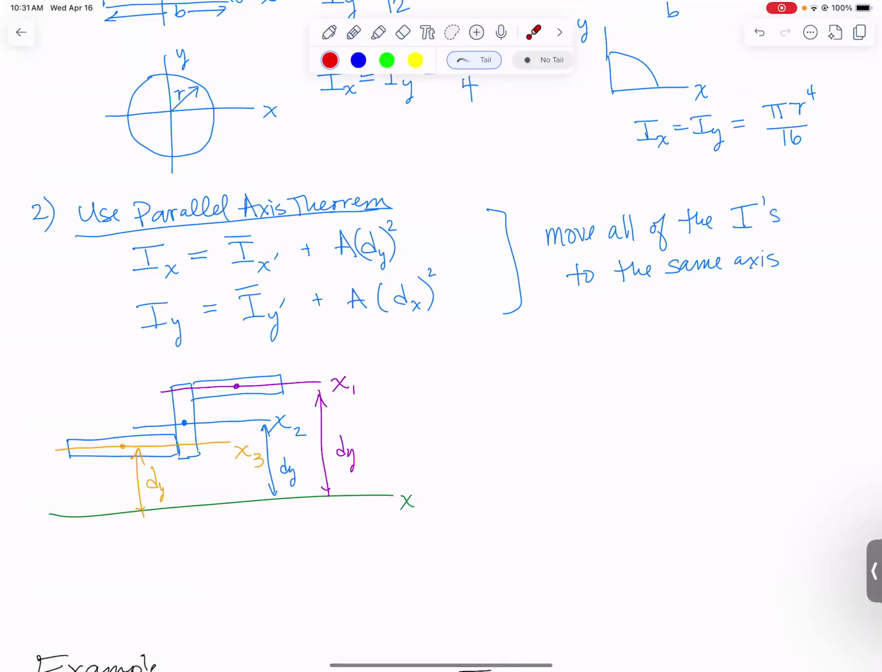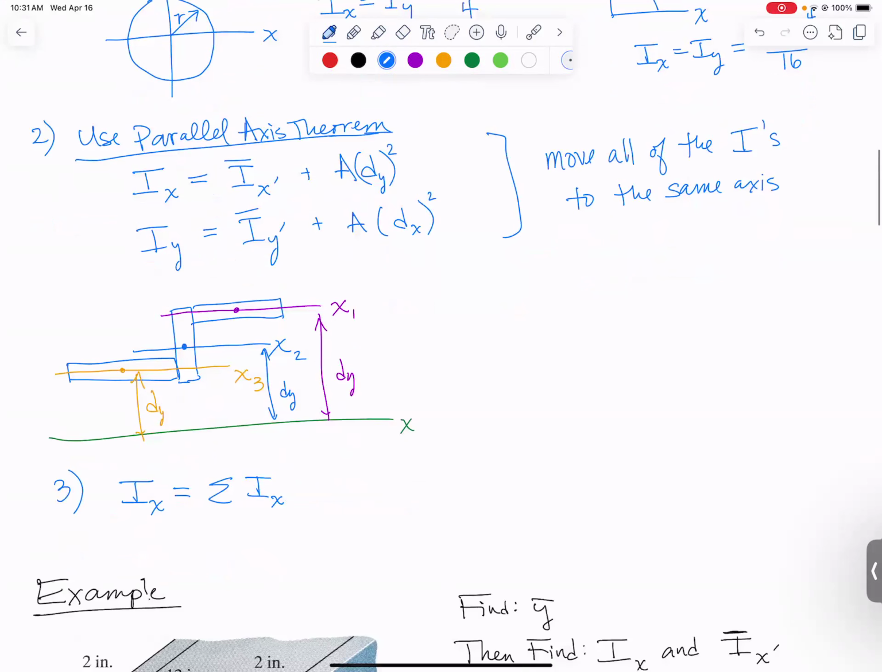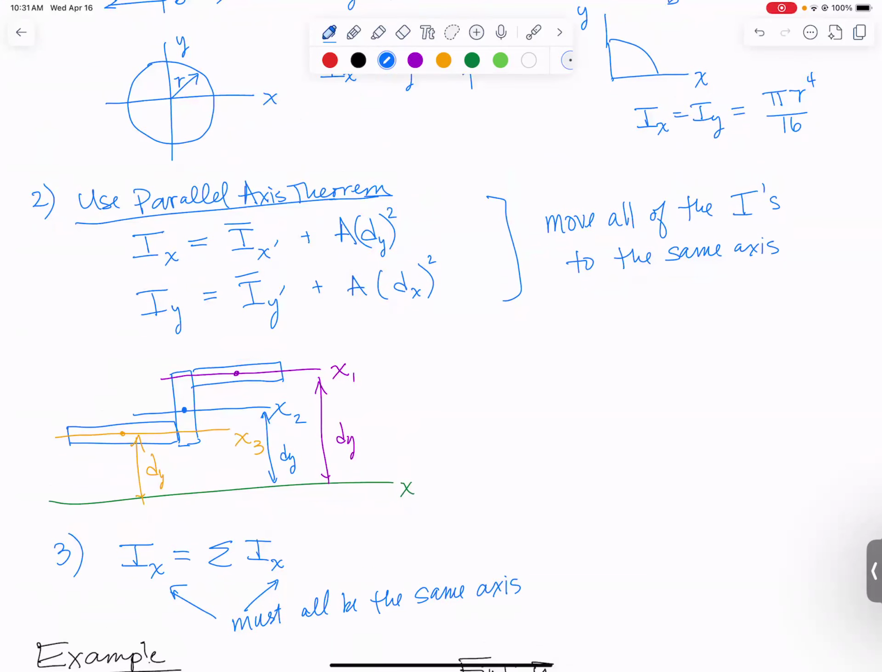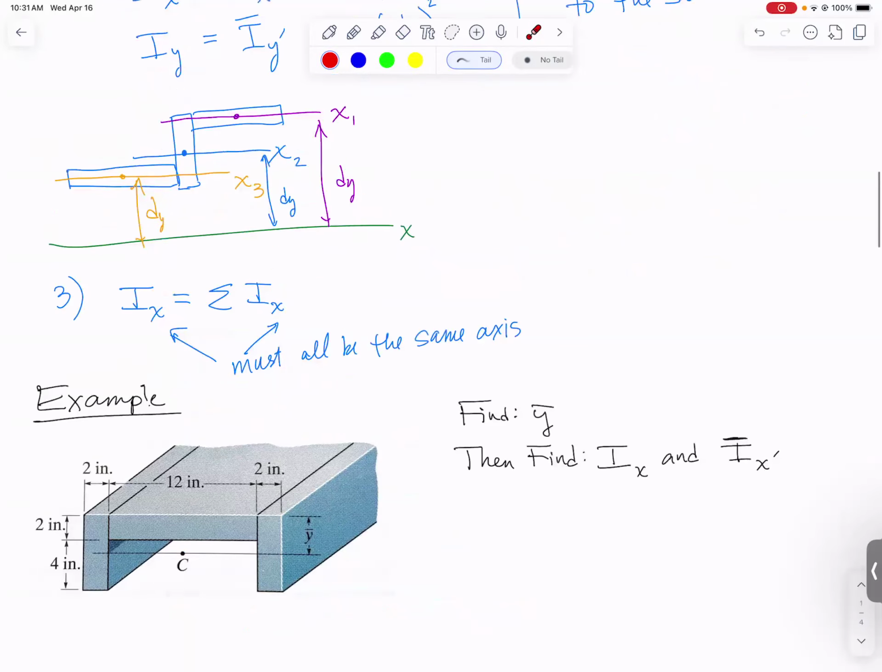Once I've done that, my third step is that the total moment of inertia about the x-axis is the sum of all of the moments of inertia about that same axis. The point is to add them up. These must all be about the same axis. So you may need to apply the parallel axis theorem to multiple shapes to eventually get the moment of inertia of each of your separate shapes all about the same axis, and only then can you finally add them all up. So let's do this with an example.